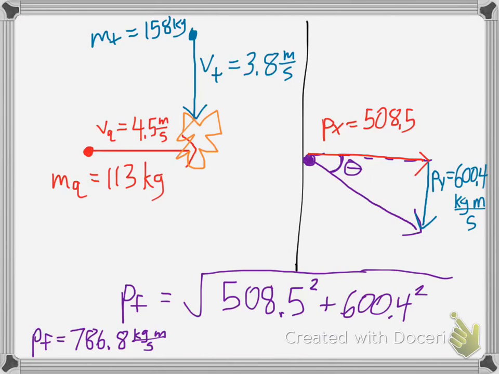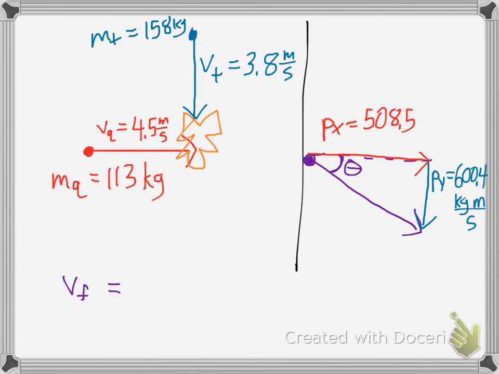So I've got their momentum, and since they're latched together, this momentum will equal the sum of their masses times their final velocity. So all I've got to do is divide 786.8 by 113 plus 158. When I do that, I get around 2.9 meters per second.